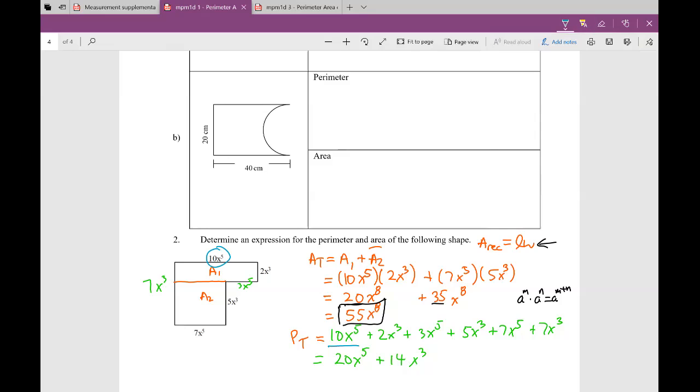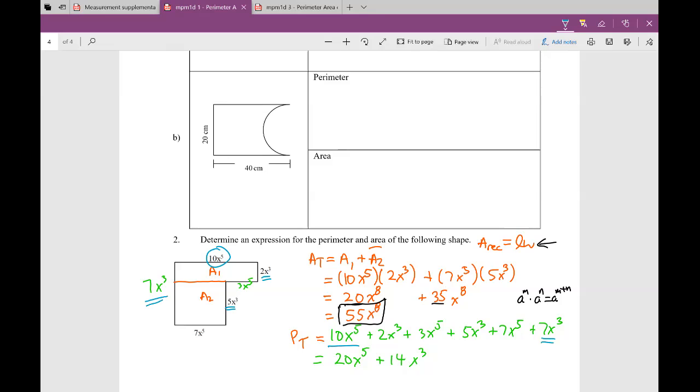Going in a clockwise fashion, we have 2x cubed plus 3x to the 5. We had to deduce that. How did we get that? 10 take away 7 is the remainder of 3. So that's where the 3x to the 5 is. Then we get 5x cubed plus 7x to the 5. And how do we get this 7x cubed? That's 5x cubed plus 2x cubed for a total of 7x cubed.